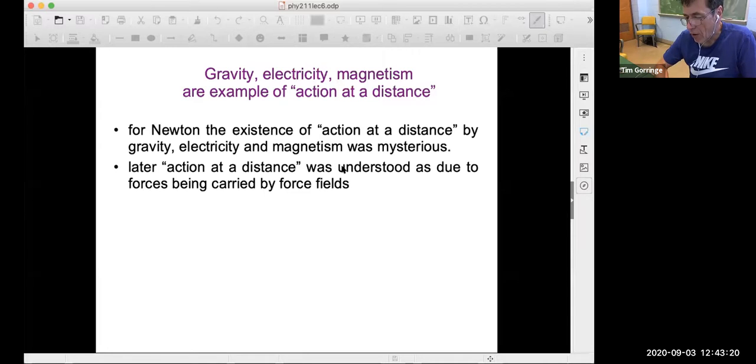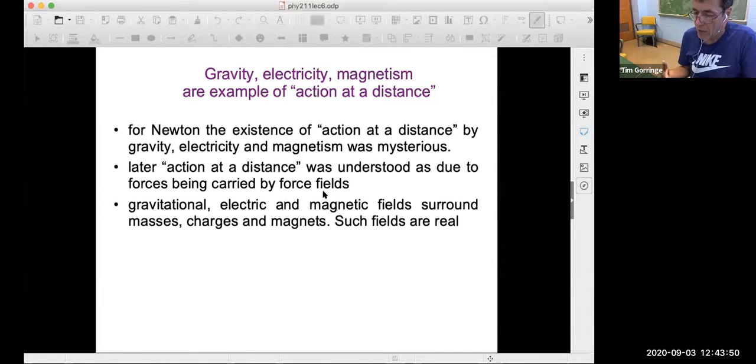So later on, it was found out, and you'll discover this as you work through general physics, that these action at a distance forces like gravity, electricity, and magnetism are actually carried through empty space by what we call force fields. You can't see these force fields, you can't taste these force fields, but they're carried through space by force fields. And so the gravitational force between two masses is carried by a gravitational field.